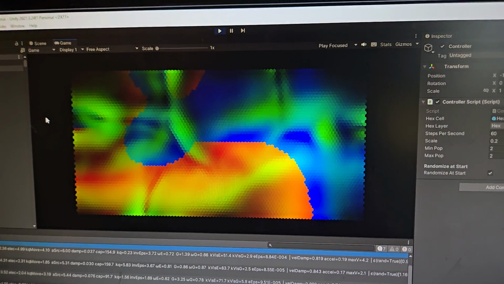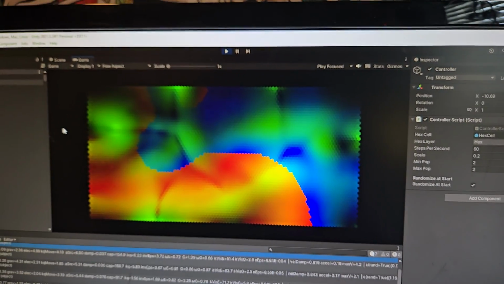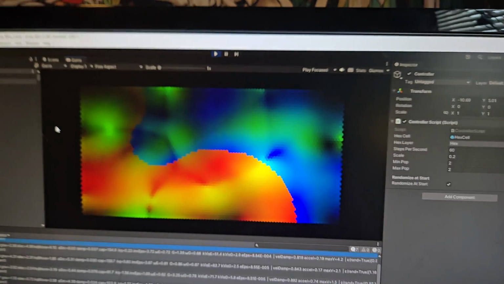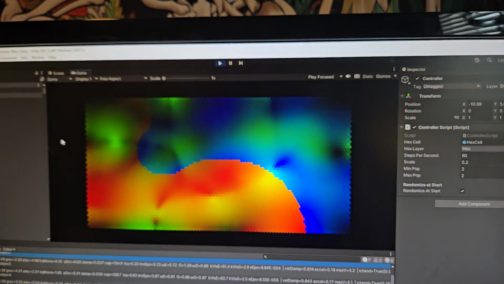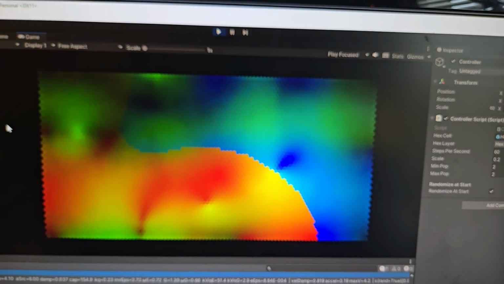So the green represents gravitational fields, whereas red and blue represent electric fields. Red is a positive electric field and blue is a negative electric field. And we also have waves that propagate when charges move.